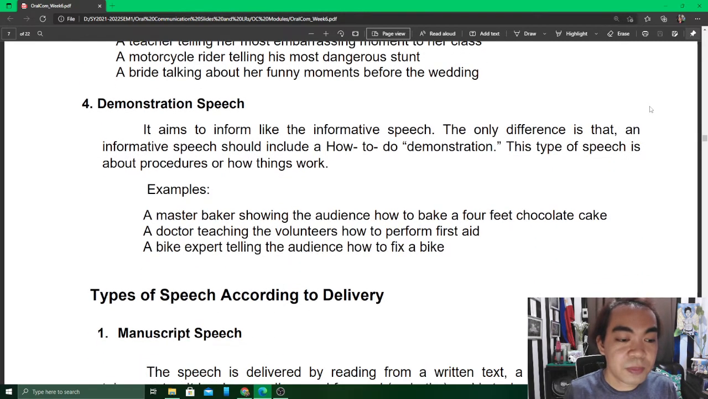Number 4, demonstration speech. Aims to inform like the informative speech. However, an informative speech should include the how to do demonstration. Okay? This type of speech is about procedures of how things work. That's why gitawag siya nga demonstration speech. Kaya hindi siya kinanglan nga maghatag ka lang information. Hindi siya or kabus kung ma-inform ka lang.